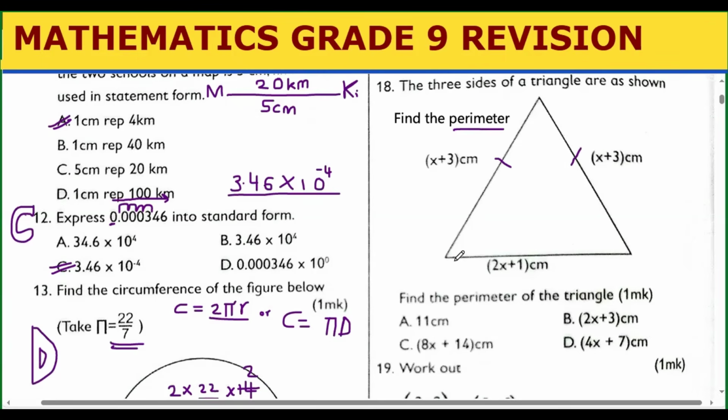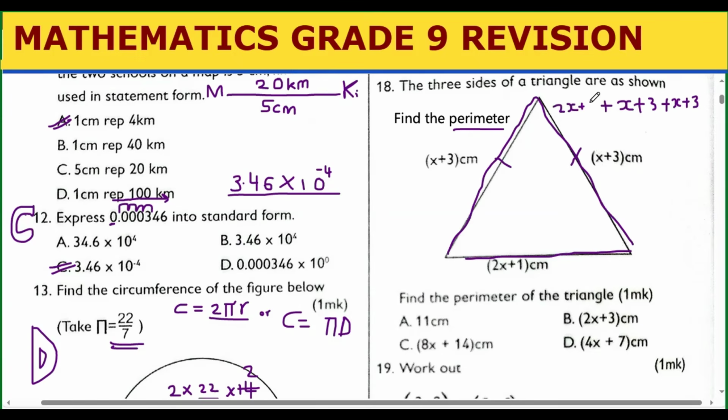So tuanze kazi, we go like this. That is x plus 3 plus another x plus 3. Tutapata ngapi by the way? X plus 3 plus x plus 3, like times 2. And then you remember there is another one here at the bottom. So it is 2x plus 1. So you write 2x plus 1.